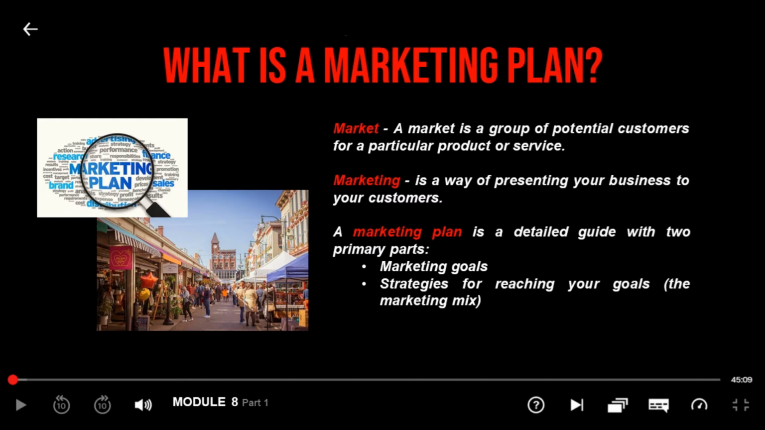So, a marketing plan helps a business promote its product or service to meet the needs of its target market. A marketing plan requires research and commitment, but that process is very valuable, because it has a great contribution to the success of a business. So, the marketing plan has two primary parts. First is the marketing goals, and the second is the strategies for reaching your goals, or the marketing mix.